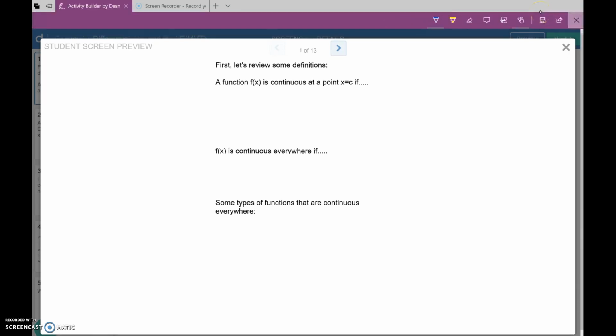So a function f of x is continuous at a point x equals c if, and I'll give you a second to put an answer into Playposit here. This is review. Okay, so if the limit as x approaches c from the right of f of x is equal to the limit as x approaches c from the left of f of x, and that is equal to f of c. So this is the definition we saw earlier in the year.